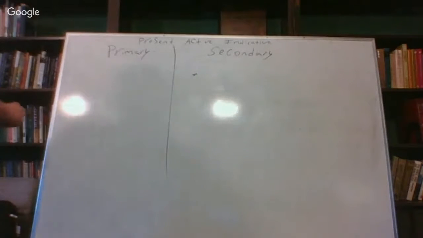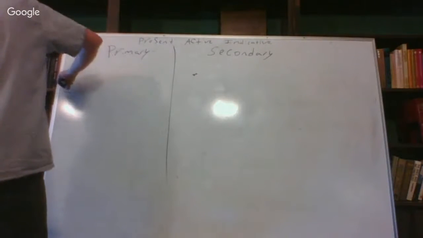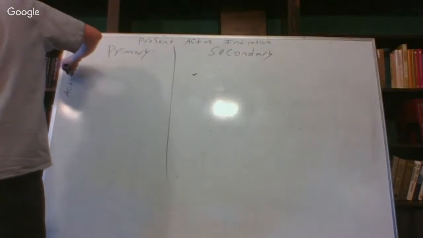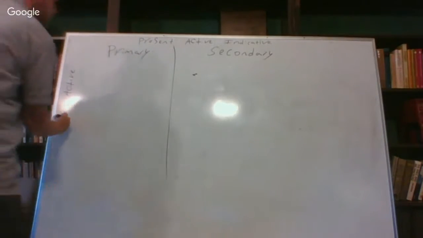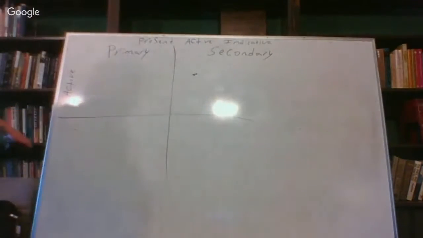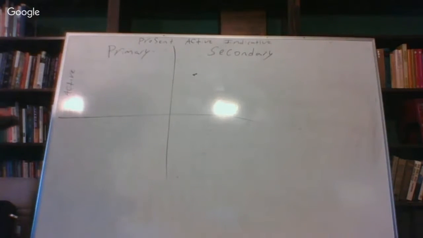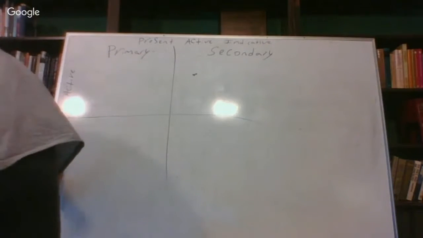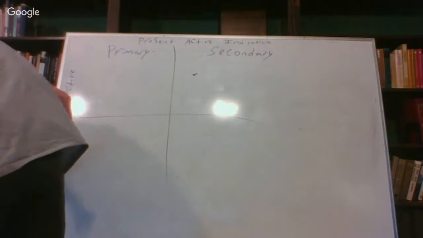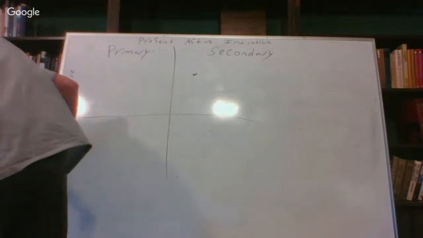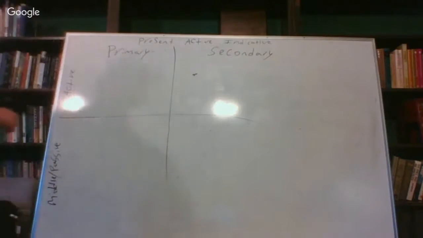Primary, secondary. We're going to go active here, and then we'll draw another little line here. We're only going to fill out one quarter of this chart today. Over the course of the next few weeks, we're going to fill this in, and it'll make a little bit more sense. And then down here, we're going to write middle passive voice. So we have primary, secondary endings, active, middle passive endings.